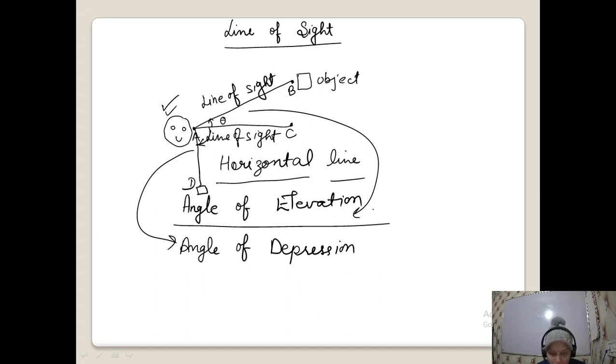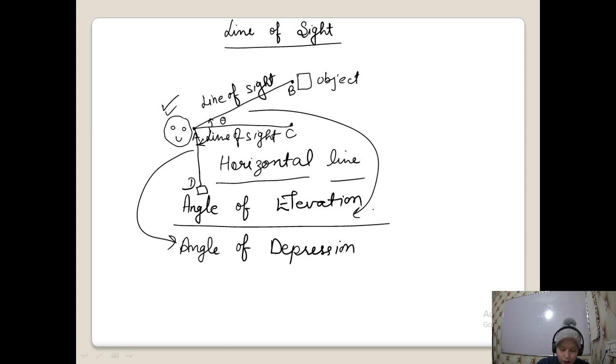When the eye is above the object, then the observer has to look down from the point A to D, where its object is. The horizontal line is now parallel to the ground. The measure of this rotation angle theta from the horizontal line is called angle of depression.